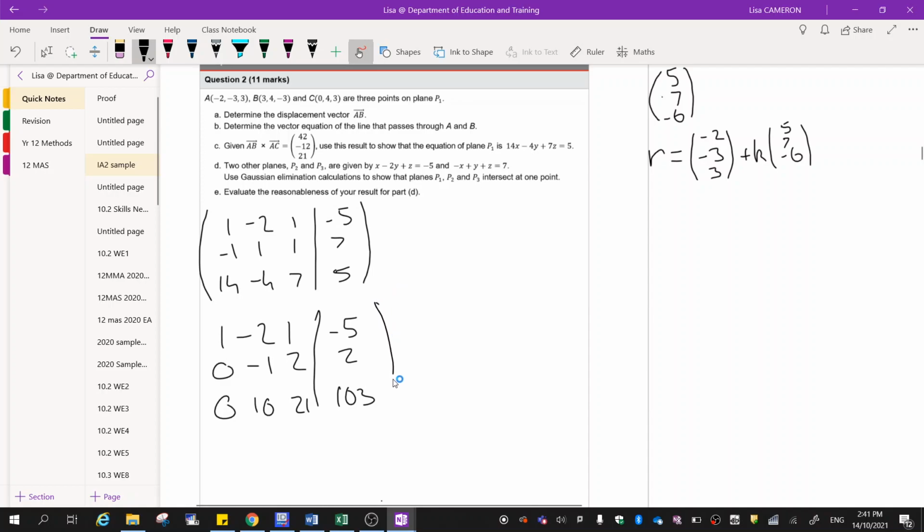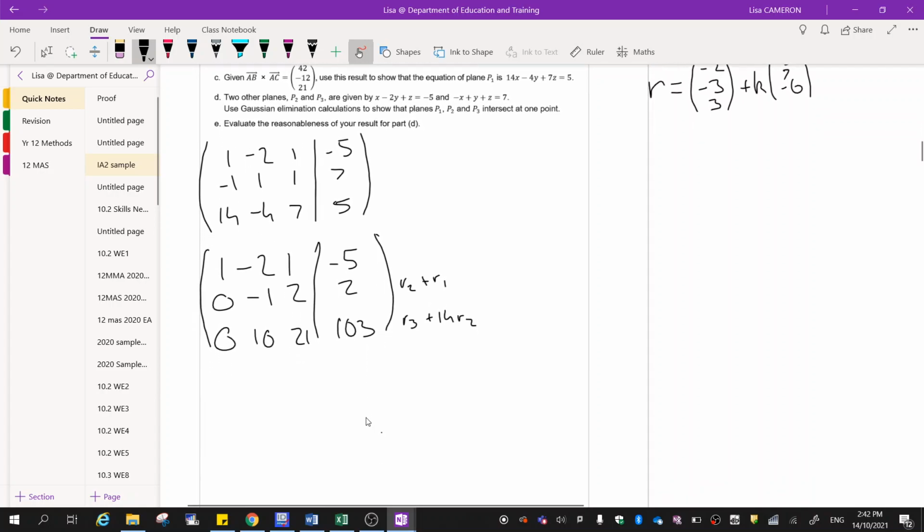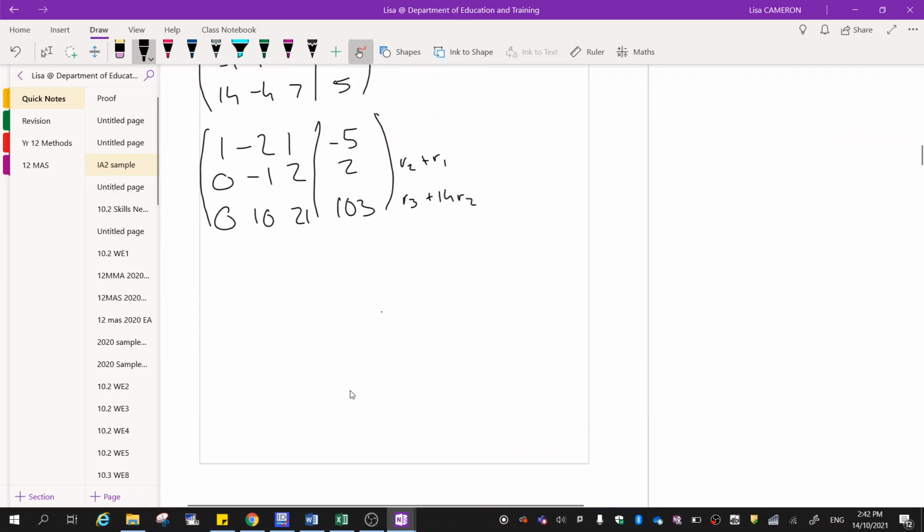Okay, so now that we've done this one, we've kept row 1 the same. Row 2, we've done R2 plus R1, and row 3, we've done row 3 plus 14 R2.